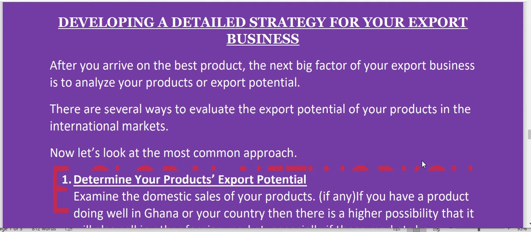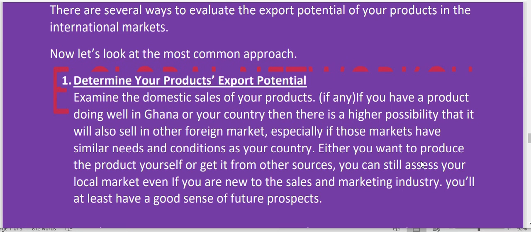Number one is determine your product's export potentials. Now, examine the domestic sales of your product, especially those of us who already have a product on the market in our countries already. So if you have a product that you are selling in Ghana already, a Ghana product, and you want to start exporting.